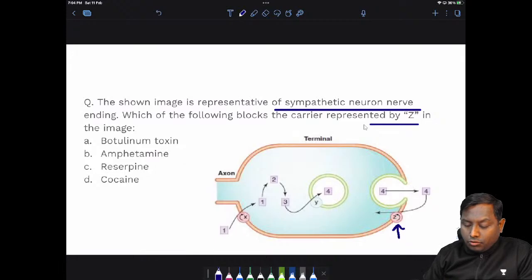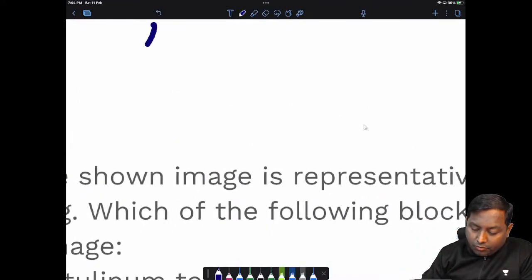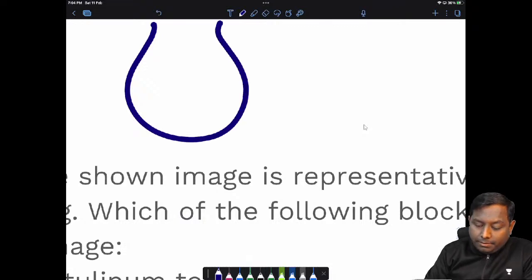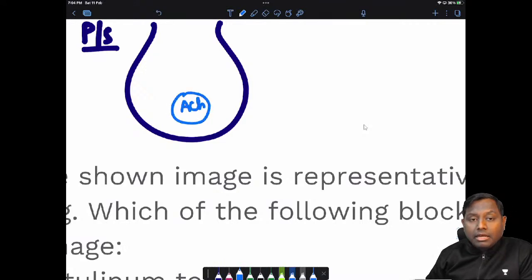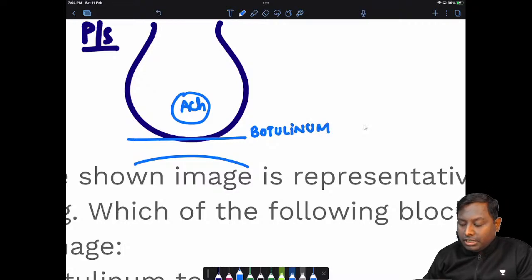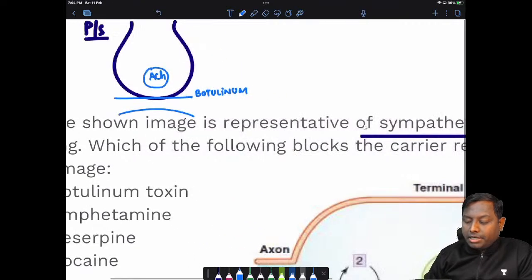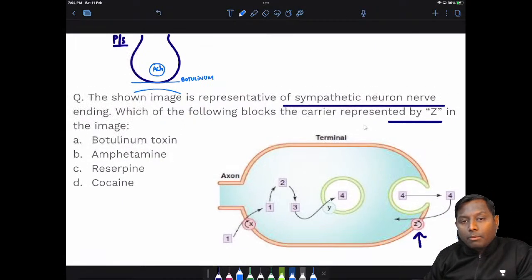Now my simple question to all of you: whenever we look at the parasympathetic nerve terminal, in the parasympathetic nerve terminal we have acetylcholine here, and the release of the acetylcholine will be inhibited by the botulinum toxin. Now botulinum toxin, is it associated with the sympathetic neuron or parasympathetic neuron? Simple question. All of you are marking A. Are you guys not reading? I have already underlined the problem.